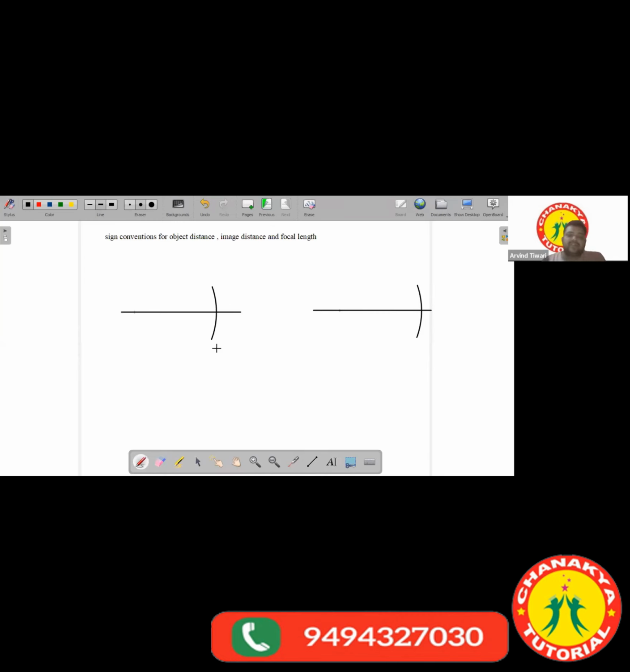So let us make this one a concave mirror and the second one a convex mirror. Here I am shading it on the outside. This becomes a concave mirror and this one becomes a convex mirror. For both the ray diagrams, we will place the objects somewhere here in front of the mirror.